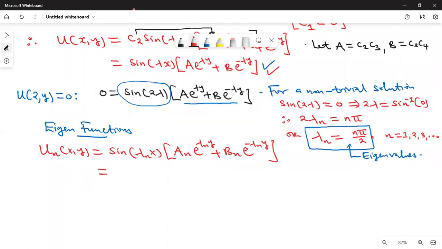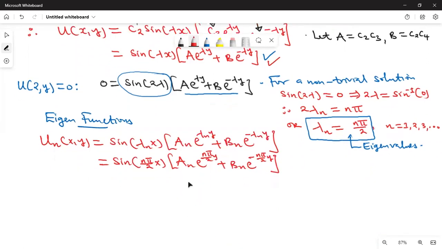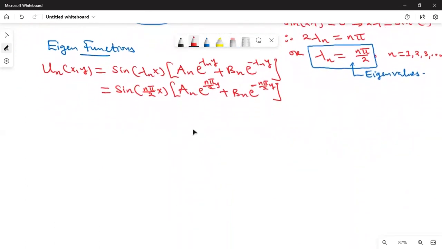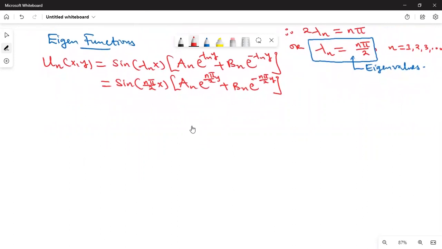And so this is equal to sine of lambda n x, where lambda n is n pi over 2. Here we have x, a subscript n exponential n pi over 2 y plus b subscript n exponential negative n pi over 2 y. That's what we have. Now, for us to get our solution for the PDE, that is, the solution u of x, y, we use the principle of superposition.